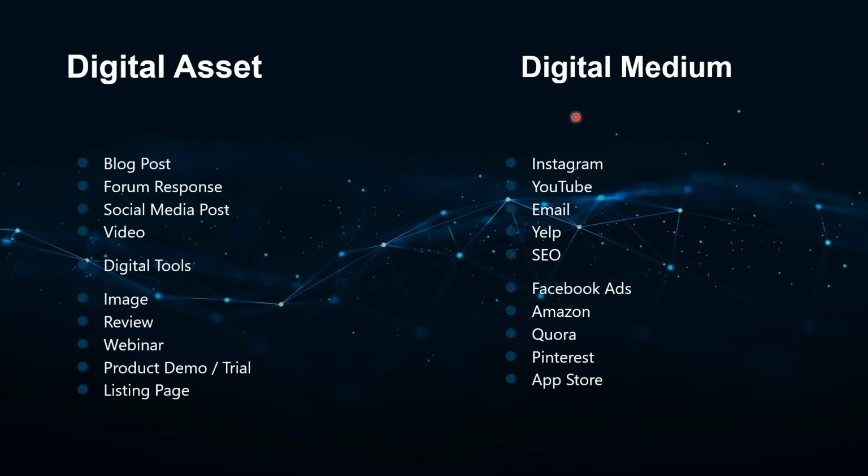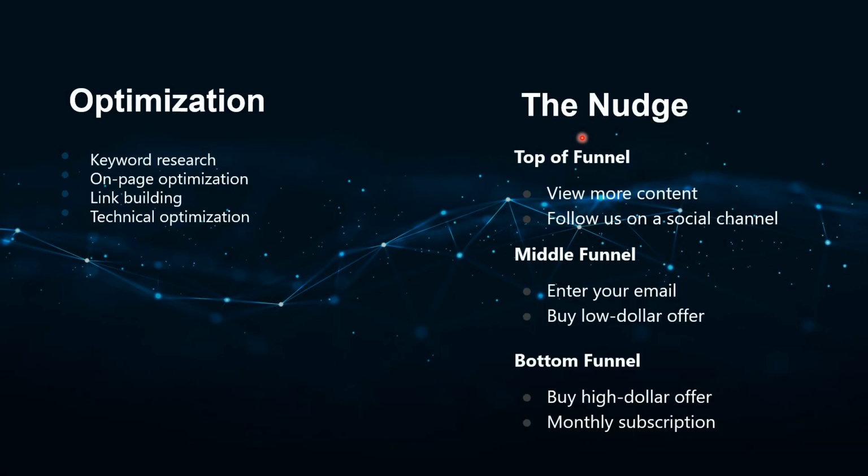In terms of digital medium, again, Instagram, YouTube, email, Yelp, SEO, which is organic, Facebook ad, Amazon, Quora, Pinterest, App Store, and I think I missed the most important medium, which is your own website. So those are some examples so that you get an idea of what a digital asset and a digital medium might look like. And then optimization, if again, just to give an example, if it's a video or a blog post, typically it will involve keyword research, identifying what kind of keywords your target persona might be using, on-page optimization, off-page, which is link building, and then technical optimization.